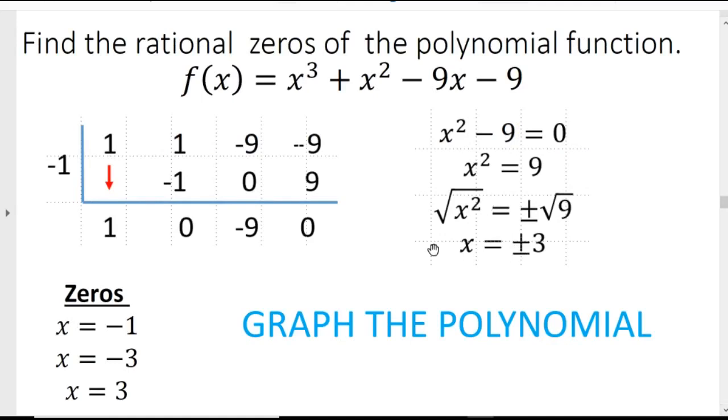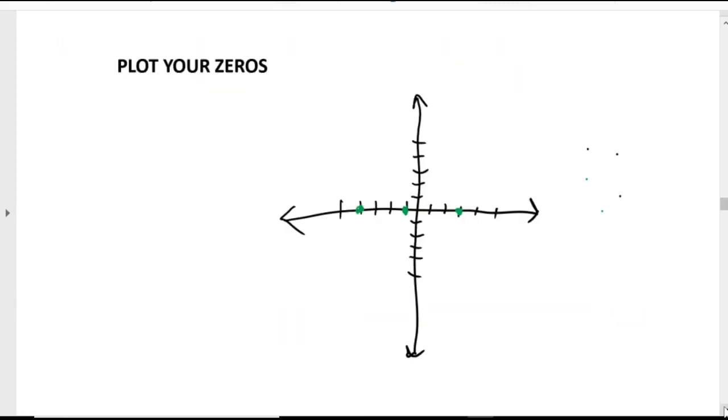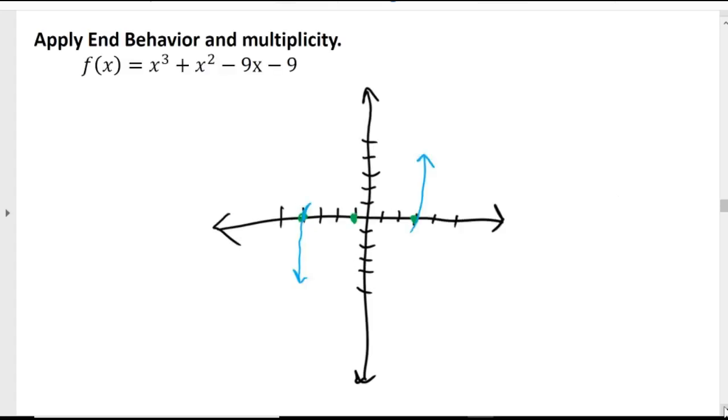So now that we have all this information, we have our zeros and everything, we can graph the polynomial. So first we plot the zeros, which were 3, negative 1, and negative 3. Then we apply the end behavior. So this is going to rise to the right and fall to the left. And we can see that because we have an odd degree with a positive leading coefficient.